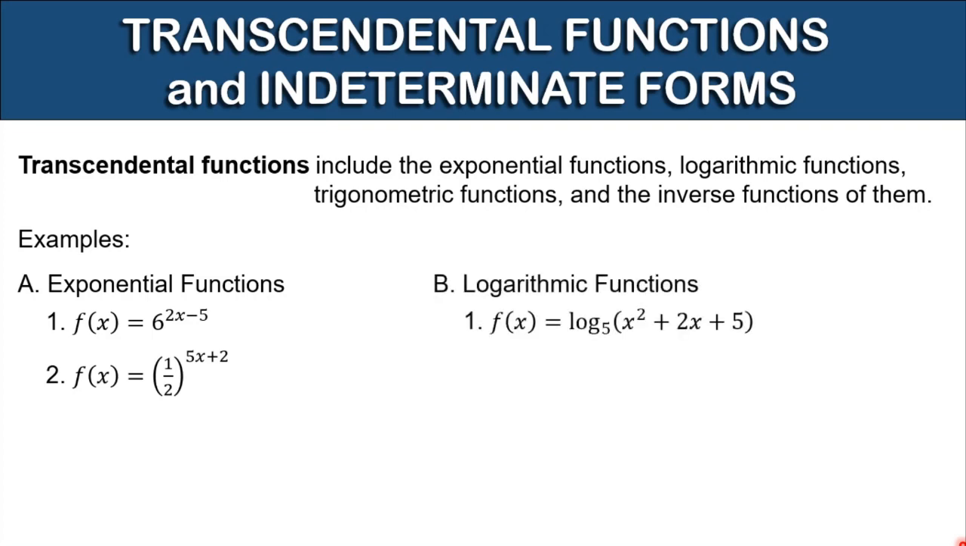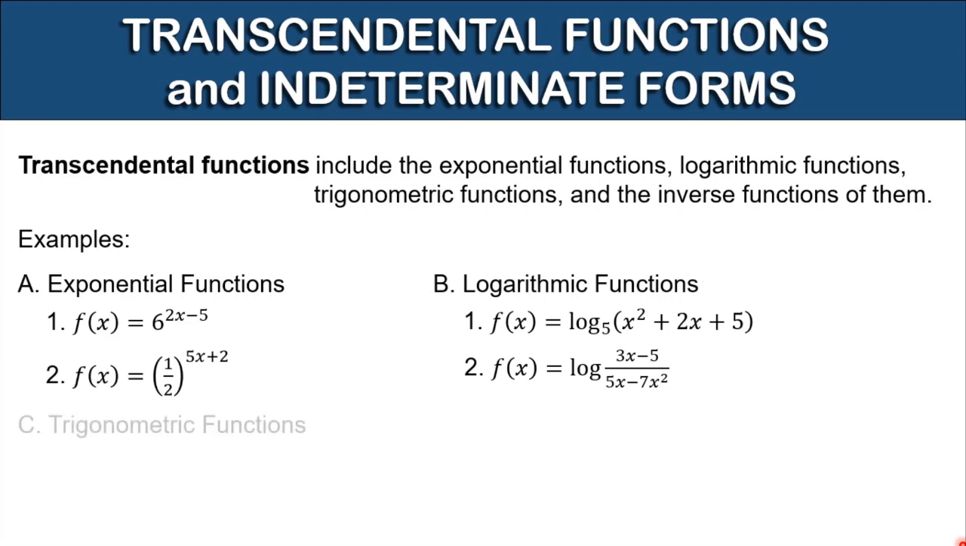For number 1, f of x is equal to the logarithm of the quantity x squared plus 2x plus 5 with a base 5. Number 2, f of x is equal to logarithm of 3x minus 5 all over 5x minus 7x squared. This is basically with a base of 10.